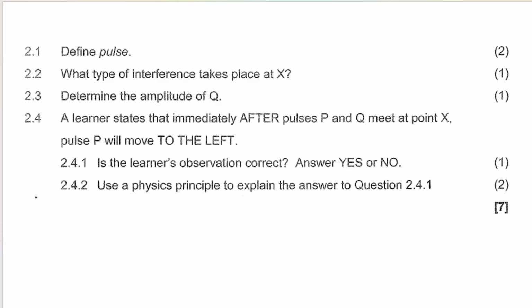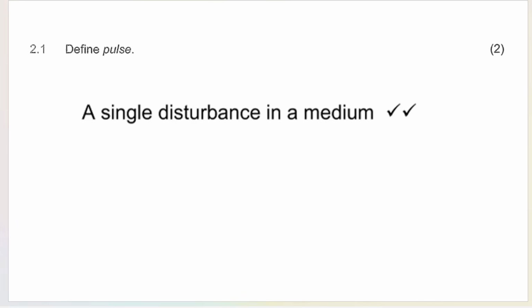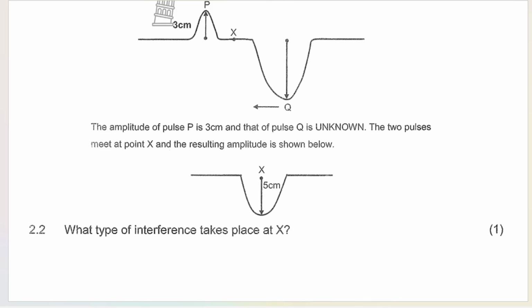Right, let's see what questions they have for us. These are the questions that we're going to be looking at. The first one is a definition. Define the term pulse for 2 marks. This is a study definition. You just study it and you regurgitate the answer. A pulse is a single disturbance in a medium. 2 marks for that definition. Easy.